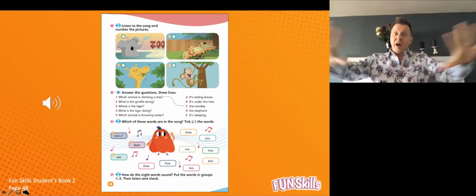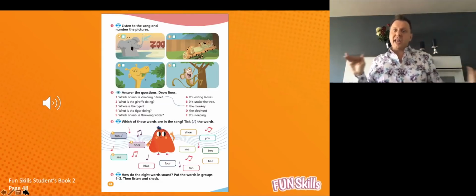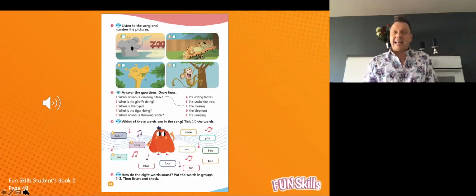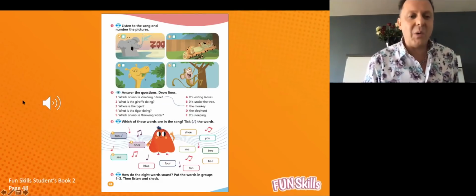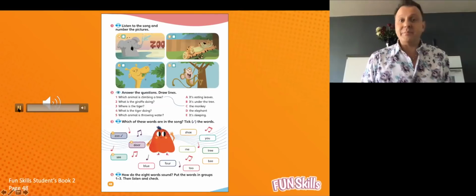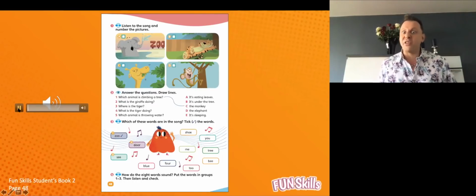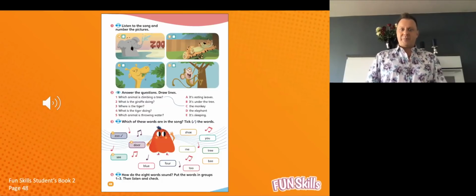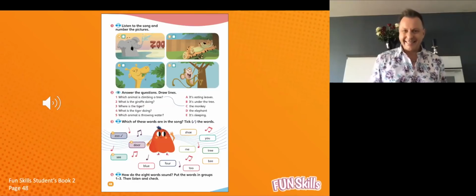So again, find a space in your kitchen, in your living room, in your hallway, wherever you are, and be brave, be bold, and get ready. Track 29. To lift off the roof. Unit 9, page 48. 1 and 3. Remember, we're going to listen to the song and number the pictures.